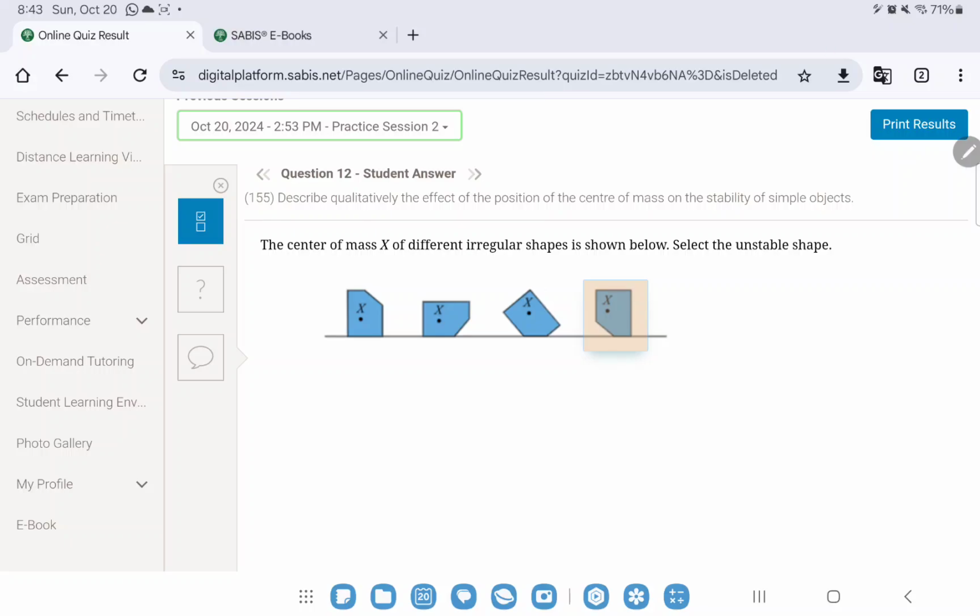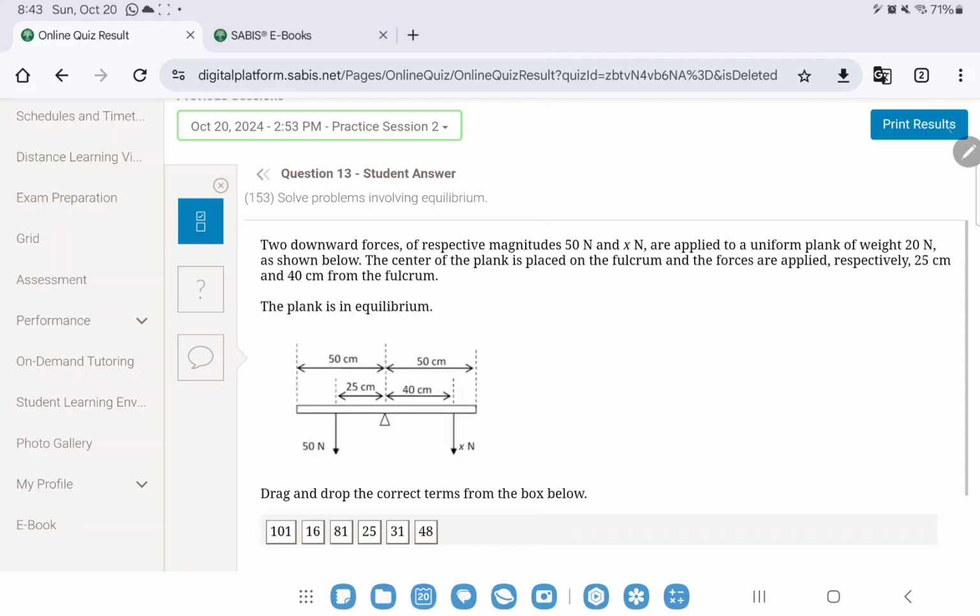Okay, so we said baselines must intersect here. So here it's intersecting, here it's intersecting, here it's intersecting, here it does not intersect. It intersects the baseline, intersects the baseline, intersects the baseline. This is the only one that does not intersect your baseline, so it is unstable. That is it. Now last question.